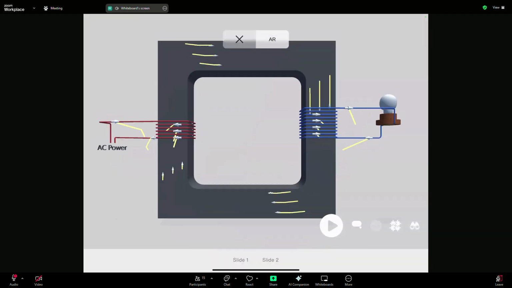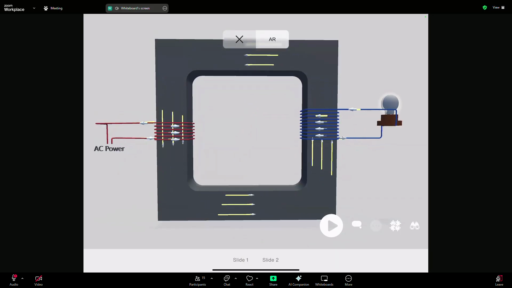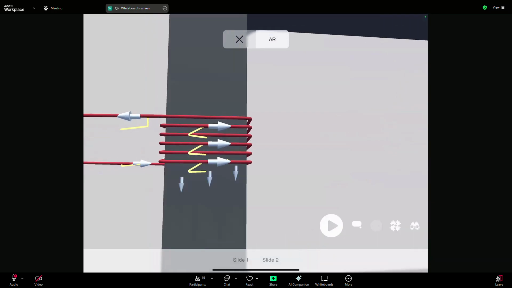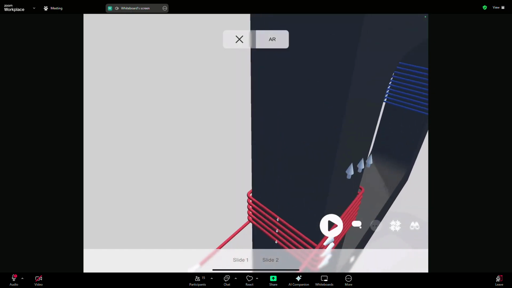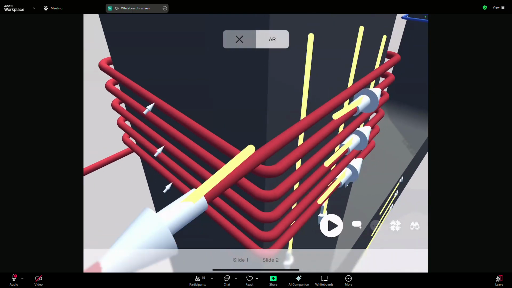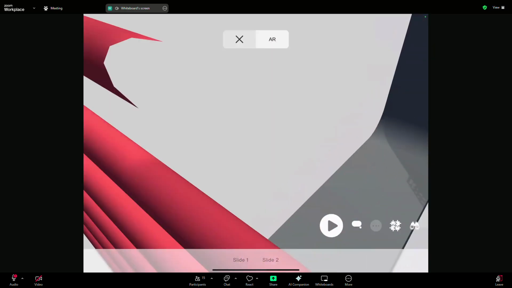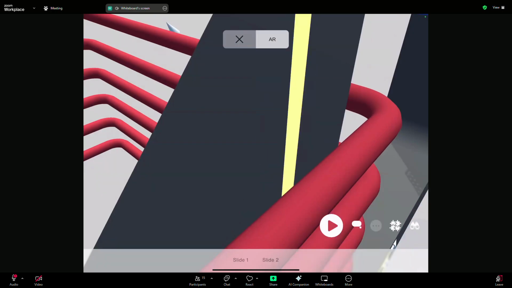So, it's kind of obvious. You have your AC supply on the left-hand side, and you have your bulb on the right-hand side. And just notice that the coil is not connected to the core. You see it's not attached to the core. There's actually a gap. It's wound around the core, not on the core.